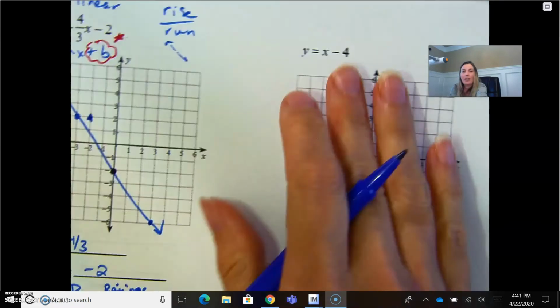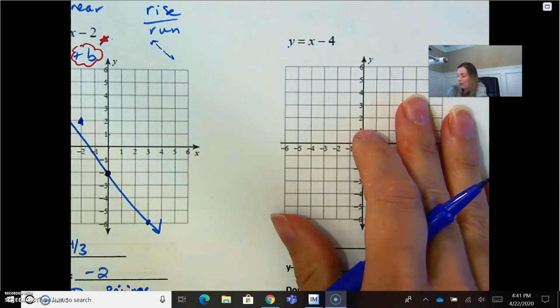Okay, so the next one is a lot like it. How about you give it a try, and then you can check the answer key to see how you did.